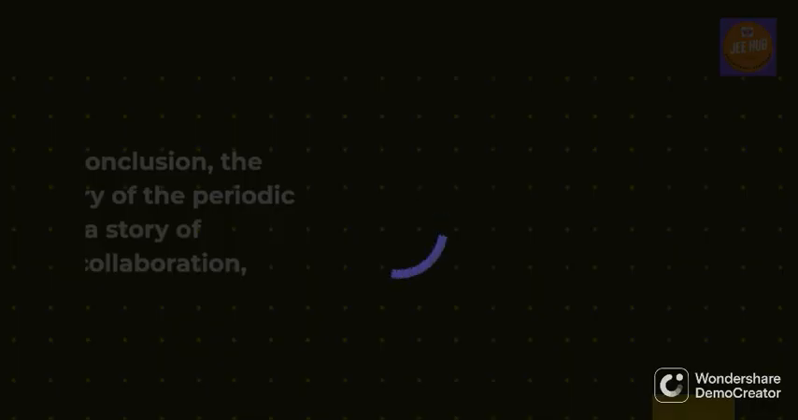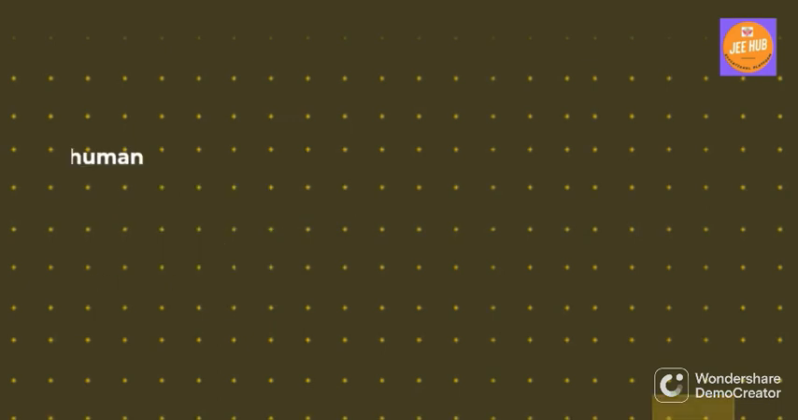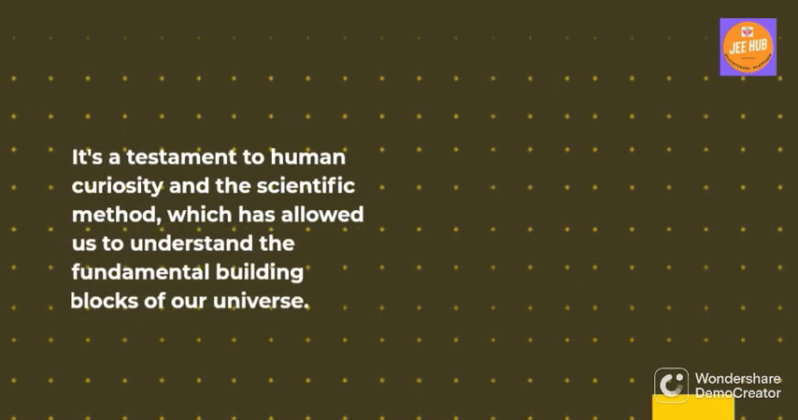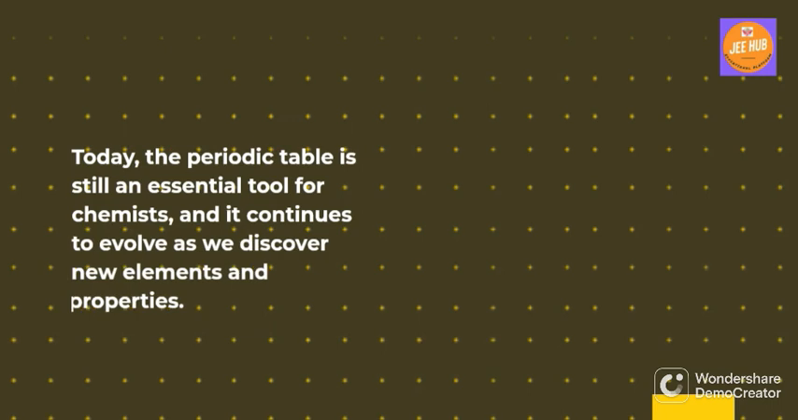Conclusion. In conclusion, the history of the periodic table is a story of discovery, collaboration, and innovation. It's a testament to human curiosity and the scientific method, which has allowed us to understand the fundamental building blocks of our universe. Today, the periodic table is still an essential tool for chemists, and it continues to evolve as we discover new elements and properties.